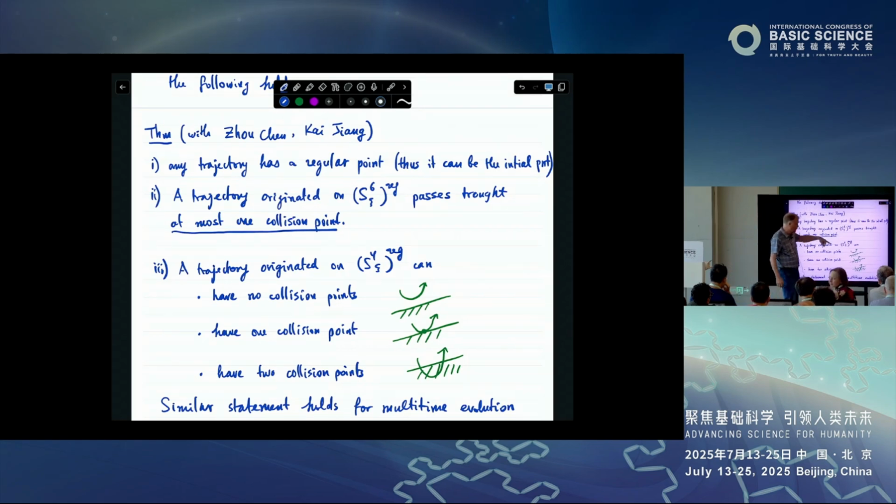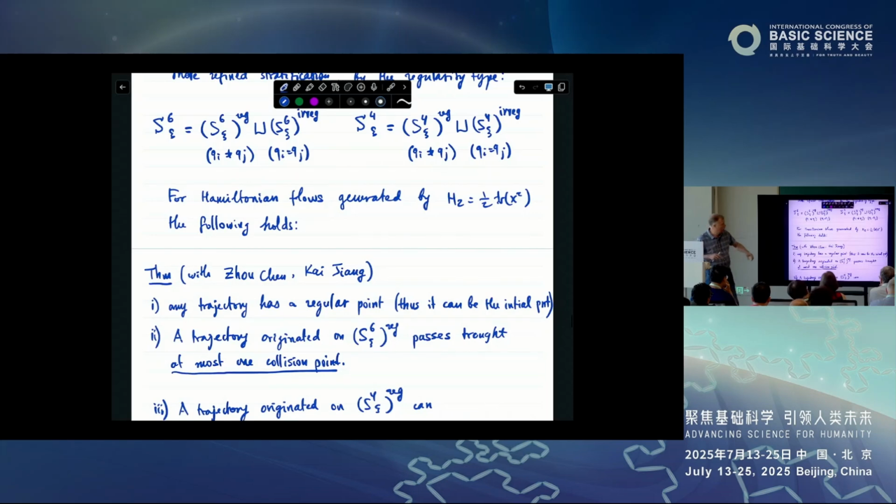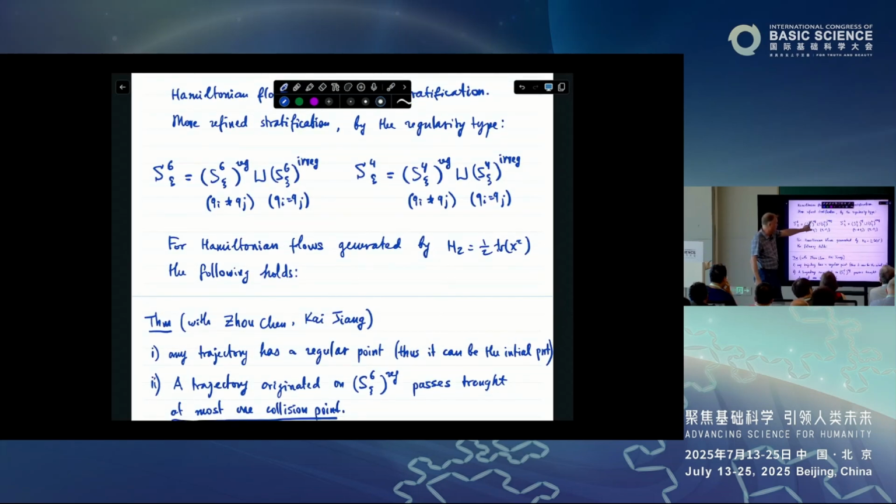First, the trajectory may avoid all collision points. It depends on the initial condition. It may have one collision point where Qi is equal to Qj. It's possible because the numerator can vanish, this Zij. And then it's possible that there are two collision points. Which means that we have this more refined stratification of these two strata into regular points and irregular points.